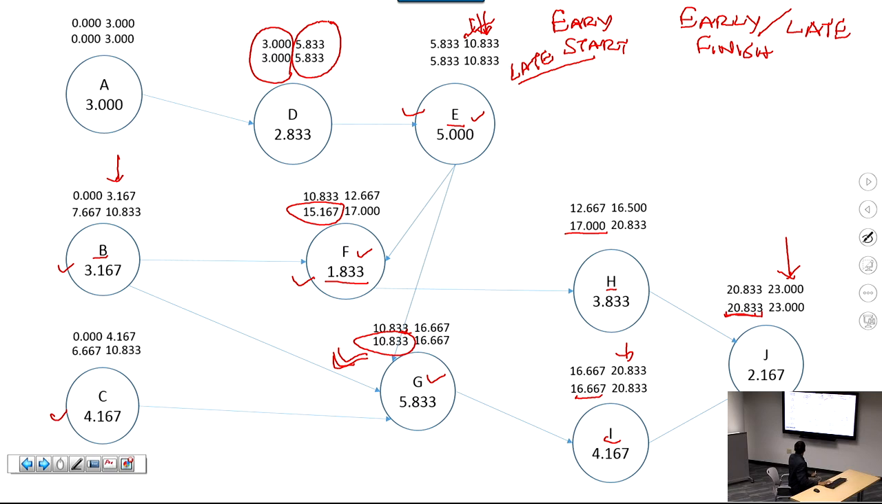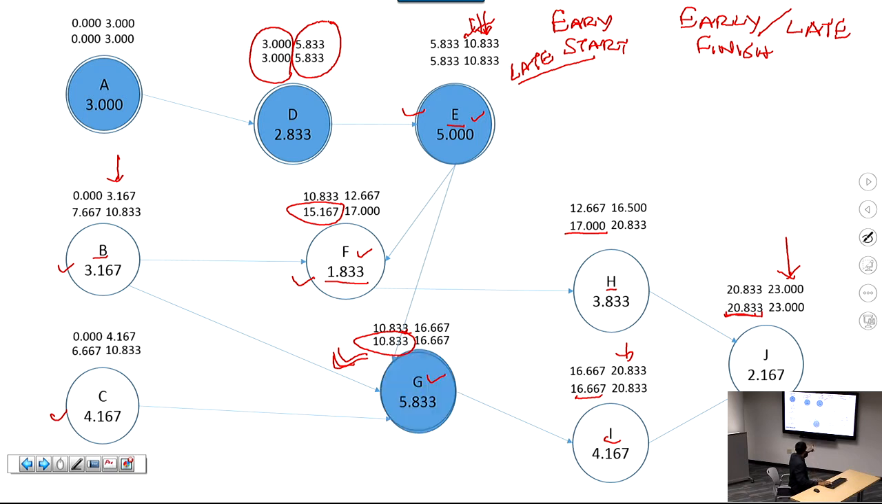So activity A is critical because both the time estimates are the same. Okay. Next I see, as we said, D is critical. Okay. E is critical. Then I see that G is critical as well. The next one I see here is I. And finally, J is critical. So these are our critical activities.